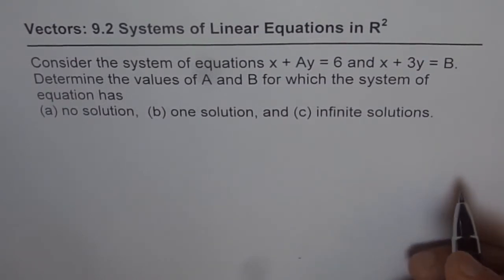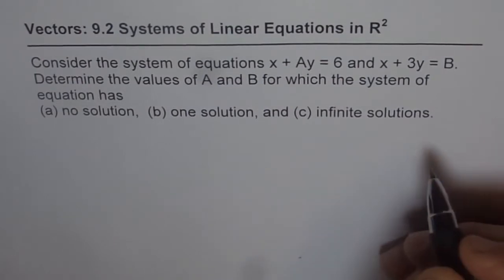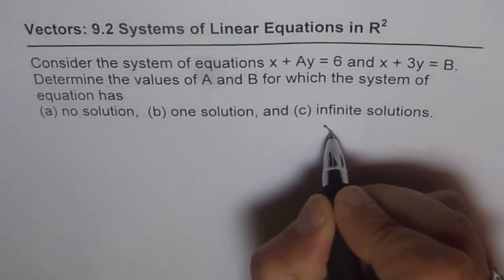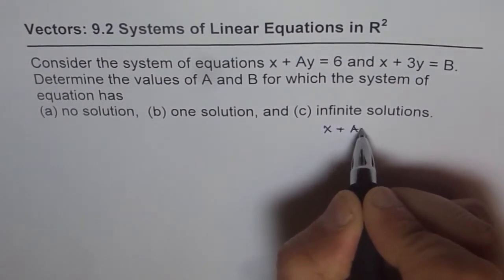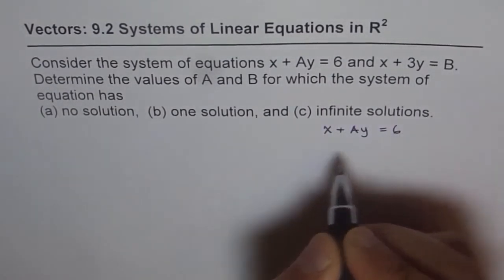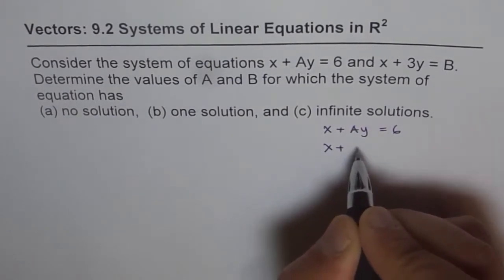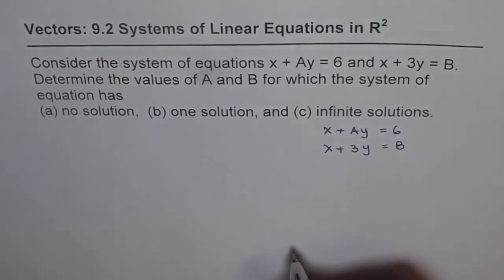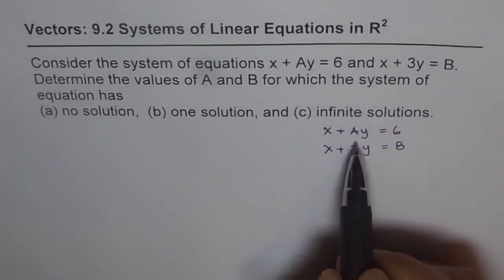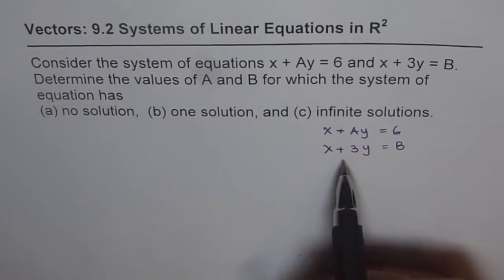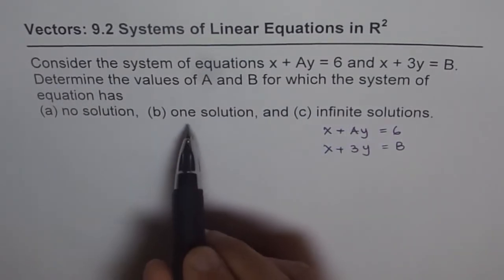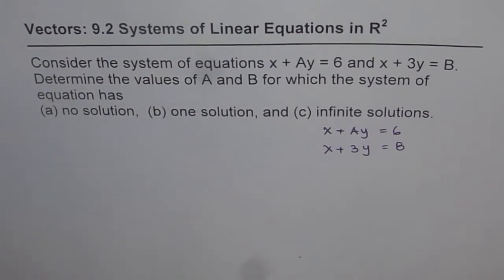So we are very conversant with lines as such. And here we are with two familiar linear equations. So let me write them down for you clearly. One is x plus ay equals 6, and the other one is x plus 3y equals b. Now we have to look for the values of a and b which can transform the equations so that you can have infinite number of solutions, one solution, or no solution, right?